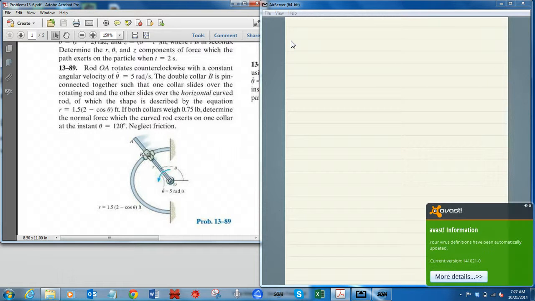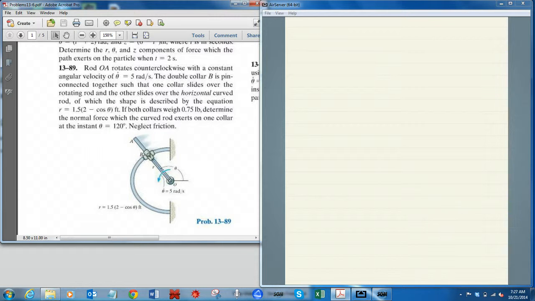Okay, this is problem 1289, or excuse me, 1389. The question would be, do you need to draw a free body diagram? In order to do that, you would ask the question, how many degrees of freedom? You'll find out that it's 1 degree of freedom.